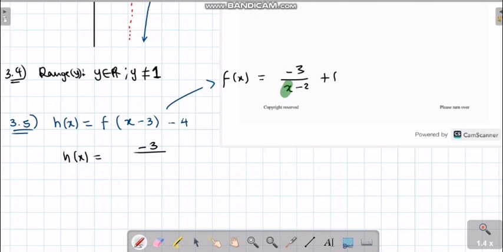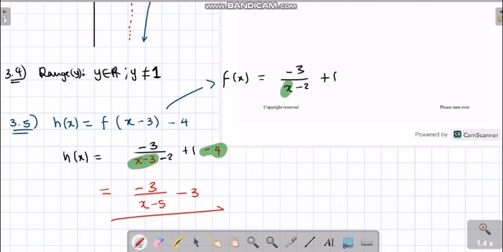x minus 3, then minus 2, the one that was on f, plus 1. Then after that, what do we do? We drop down by 4 units. So now can you see? Okay, so now our new equation will be negative 3 over x minus 5, minus 3. So this will be the equation of h after that translation of 3 units to the right and 4 units down.